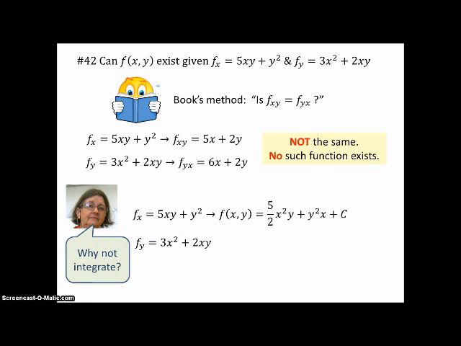Then we take our fy and integrate with respect to y. So we treat 3x squared as a constant, and then the antiderivative would just be 3x squared y. And then we treat 2x as a constant, and the antiderivative of that would just be xy squared plus c. And the casual observer will notice these are not the same. Therefore, no such function exists with these particular partial derivatives.